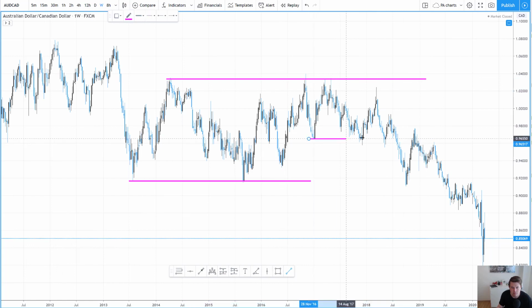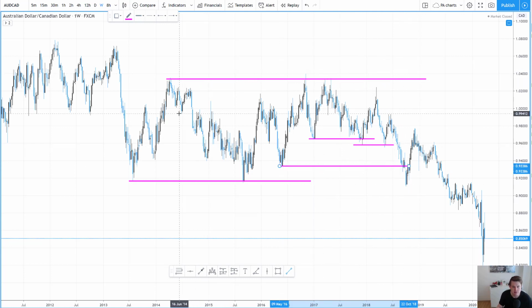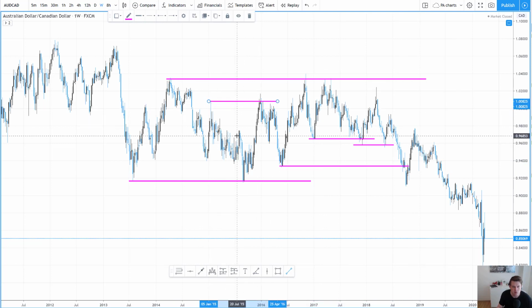So you can see we have a bunch here lining up. We have one here, we have one here, we have one around here. And I think this is good enough. Maybe we can do another one here. So this is what we are going to look for.